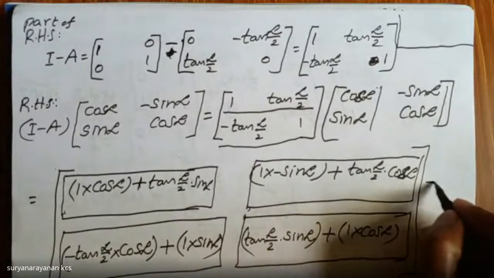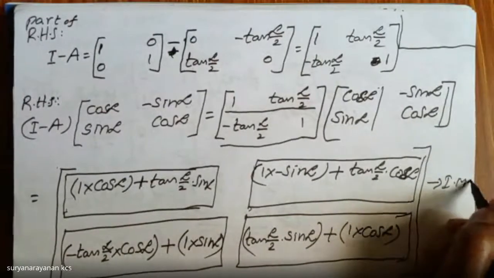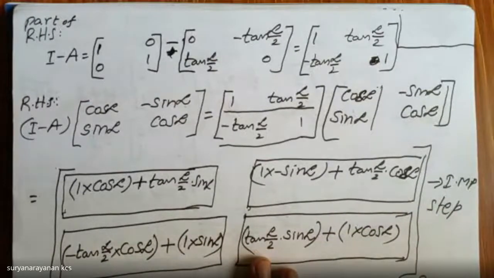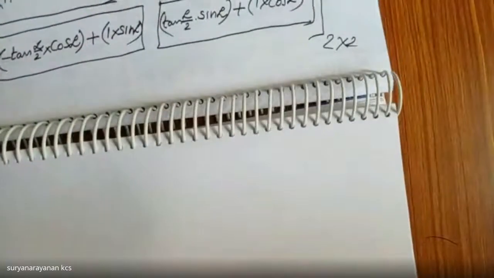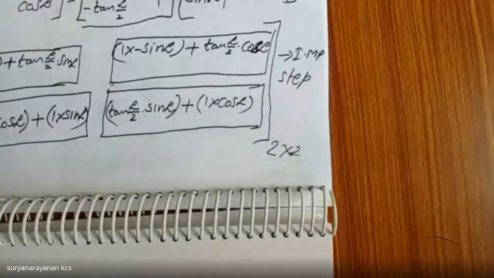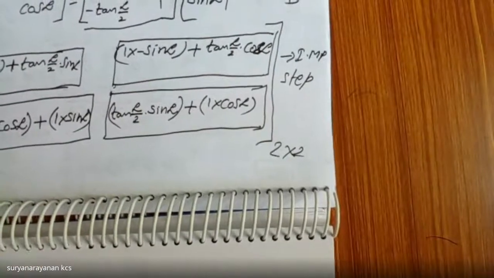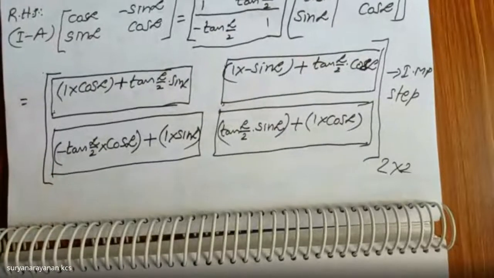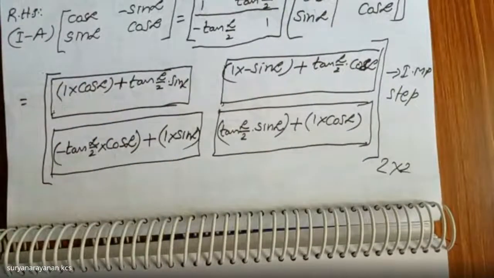This is an important step. I told you many times, in multiplying two matrices this is a very important step. The next steps are simply calculating and simplifying these terms. Then what will you get here? The first element is 1 into cos alpha, cos alpha. You need to move your notebook a bit more up, sir.